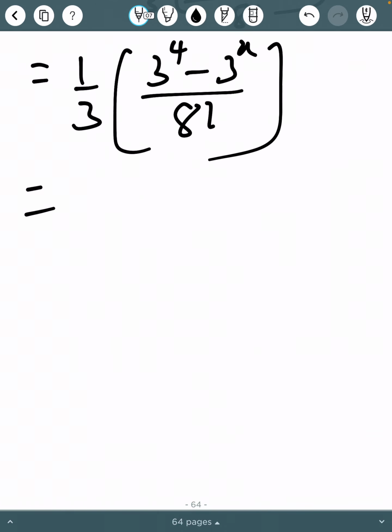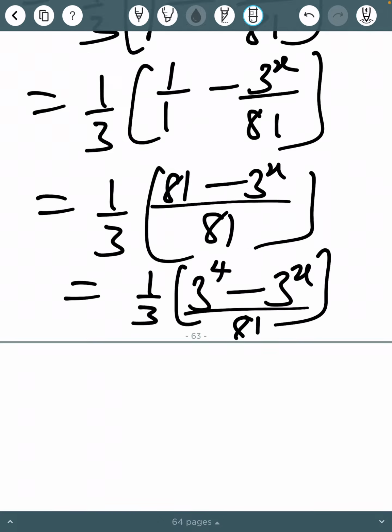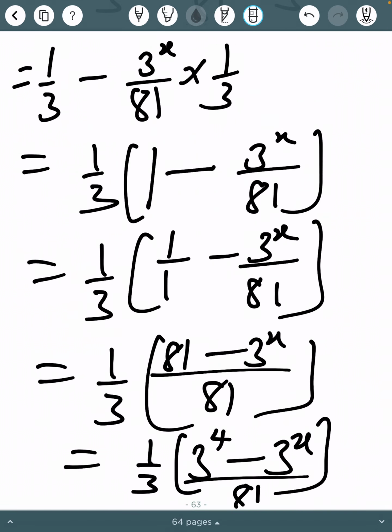Now this is the same thing as 1 over 3 times 3 raised to power 4 minus, I think I've taken this too far. Let me go back a bit. I'm simplifying, so anything short and simple will be what should be my answer. I'm just supposed to write 1 over 3 outside, 1 minus this 3 raised to power 4 minus 3 raised to power x over 81. I think I'm okay here.